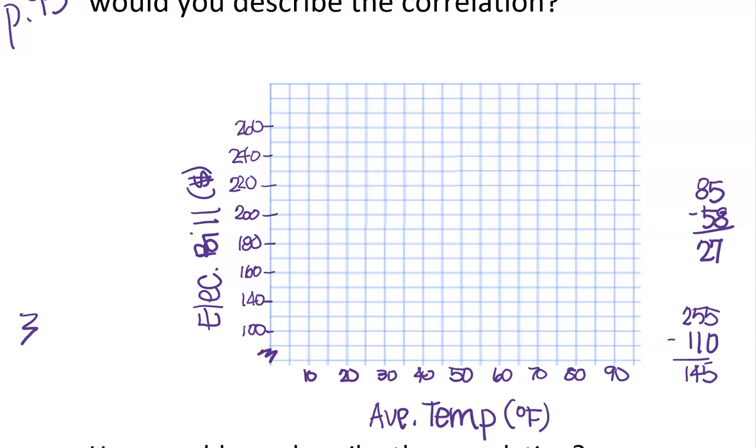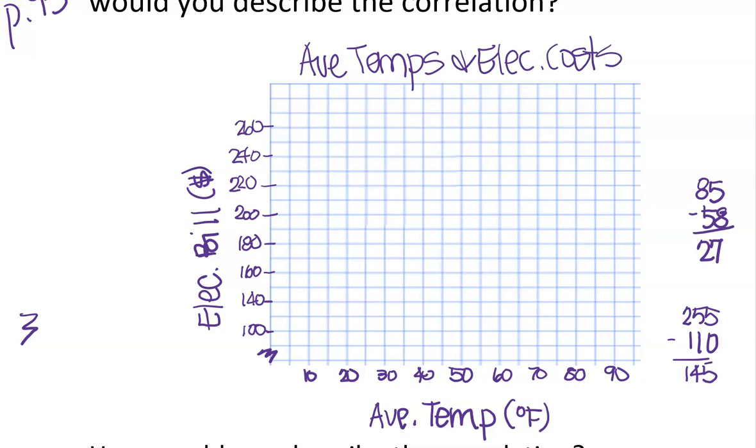It's the title on the table that we have. It's average temps and electricity costs. We could put the year as well if we wanted. It was 2008. So that's been a while ago. Now let's put them on the graph.